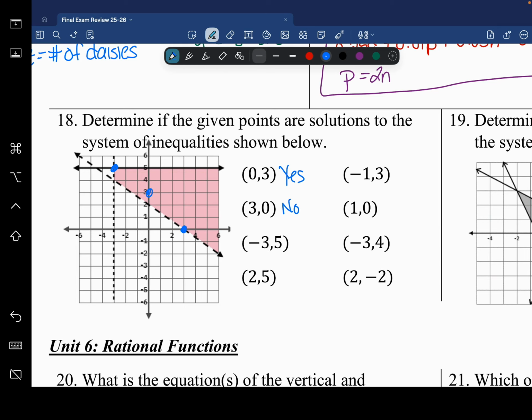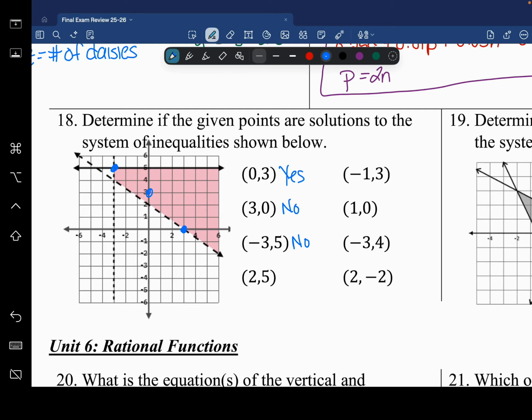Negative 3, 5, left 3, up 5 would be here. Now, this one's tricky because it is on the boundary of the shade. It is on a solid line, but because it also falls on a dashed line, it automatically makes a no. Anytime you have a point that sits on a dashed line of a graphical system, that is considered not a solution. Dashed lines represent things that do not work.